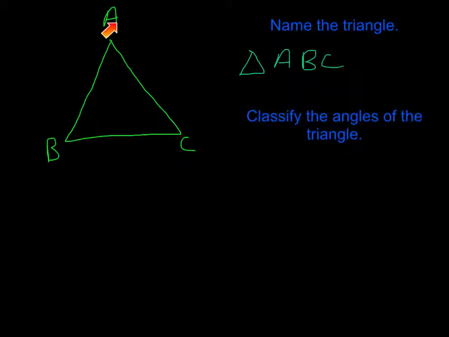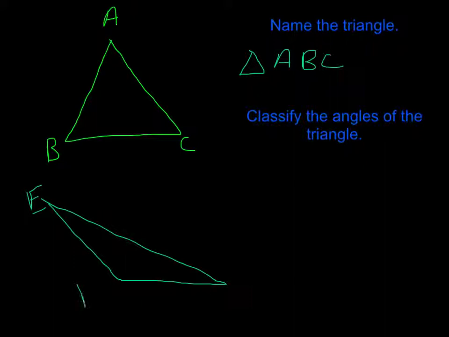We could have a completely different triangle down below here, like such, that could be labeled EFG. And so then this tells us that we're talking about this specific triangle right here, and not this lower one down here. So now we're going to classify the angles.